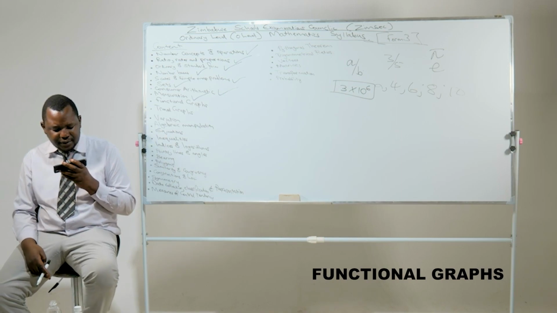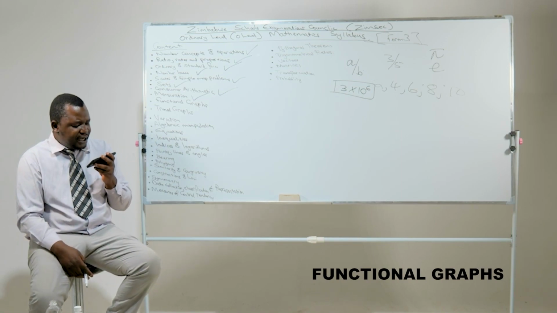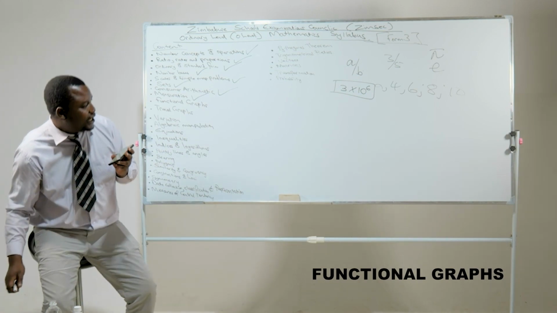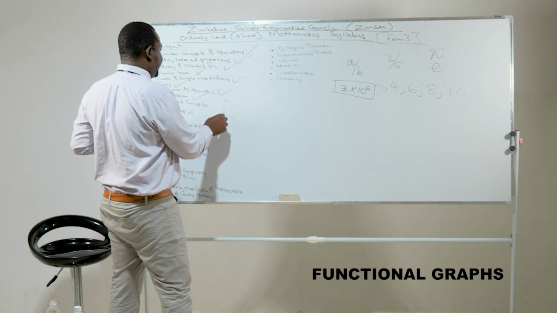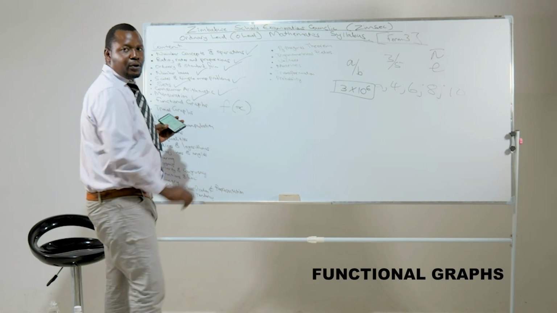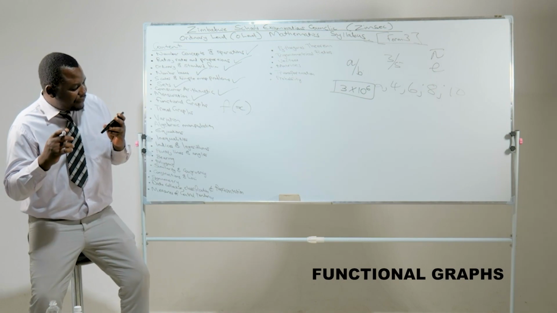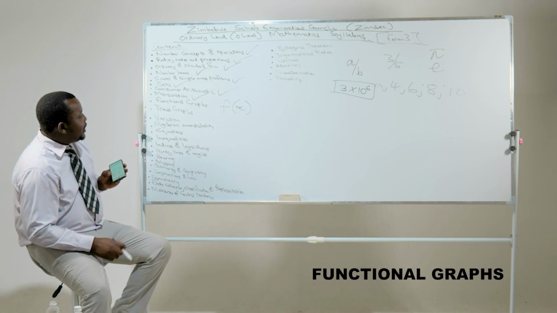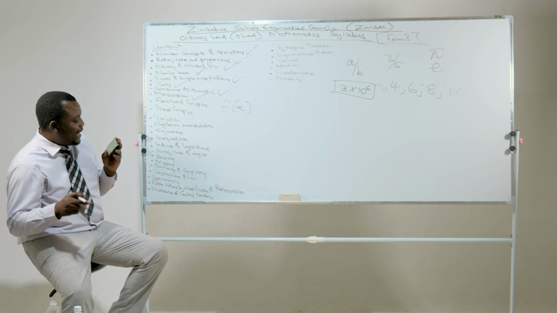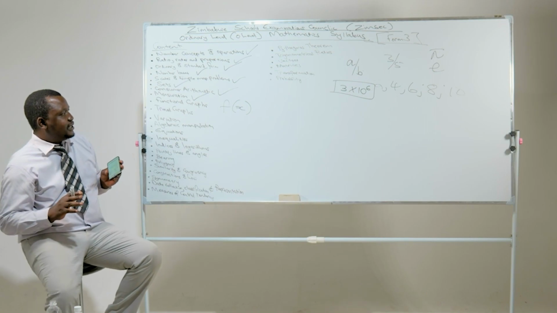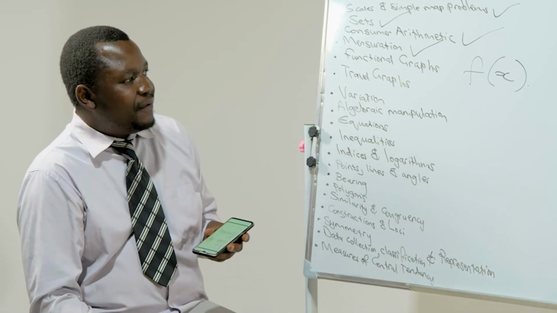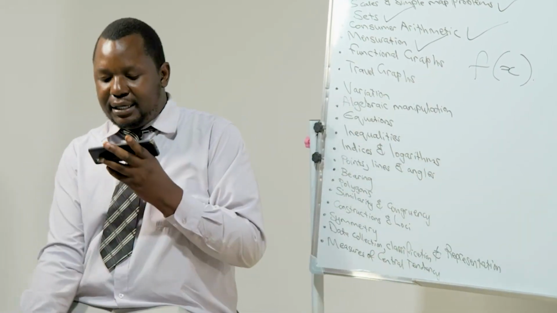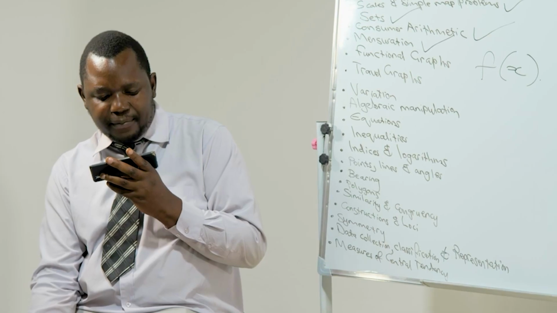That's the next concept. So under functional graphs, the first objective, you need to use the functional notation, known as f of x. All right. So the functional notation f of x is used in evaluating functions. It is also used in solving linear and quadratic equations. And if I'm not mistaken, this notation was introduced by Euler, the great mathematician Euler.